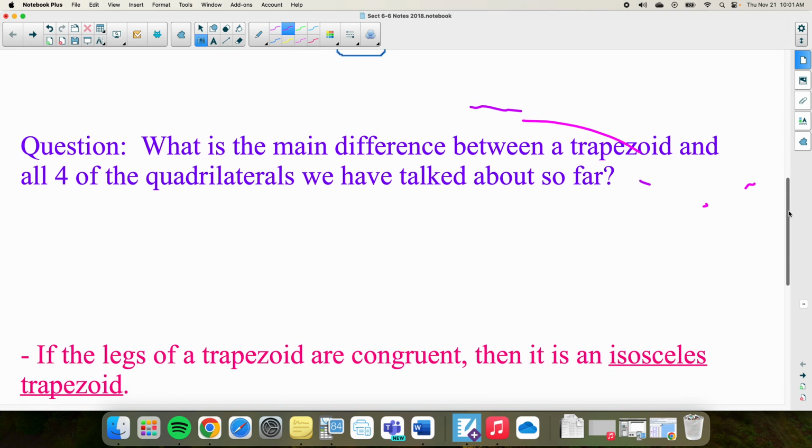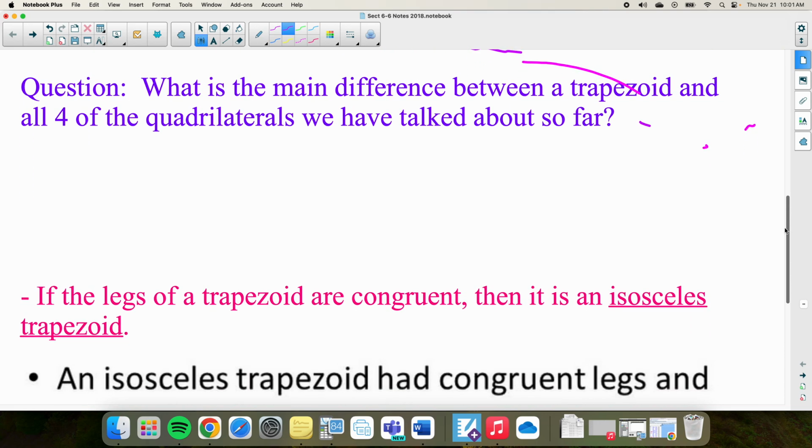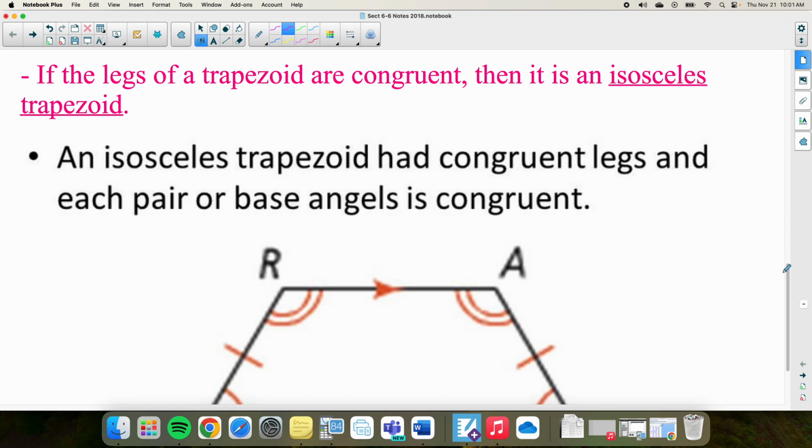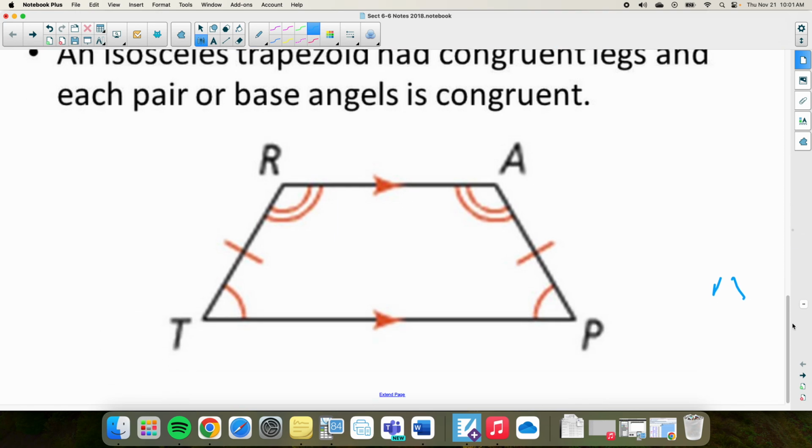Okay. Then I talked about this already, so we can go down here to an isosceles trapezoid. So an isosceles trapezoid is one where you have your one pair of parallel sides, and then the legs are congruent. And so on your cheat sheet, you'll see properties for a regular trapezoid and then properties for an isosceles trapezoid. And there's more properties for an isosceles trapezoid. So this is what an isosceles trapezoid looks like.